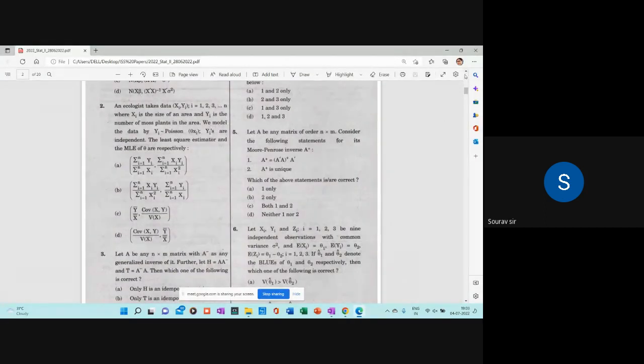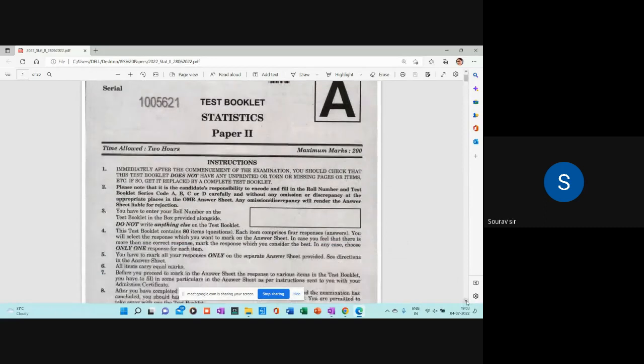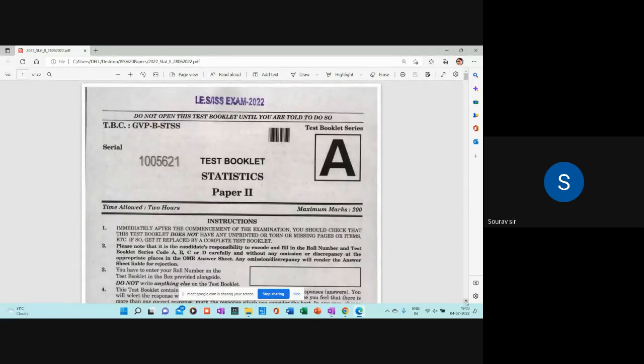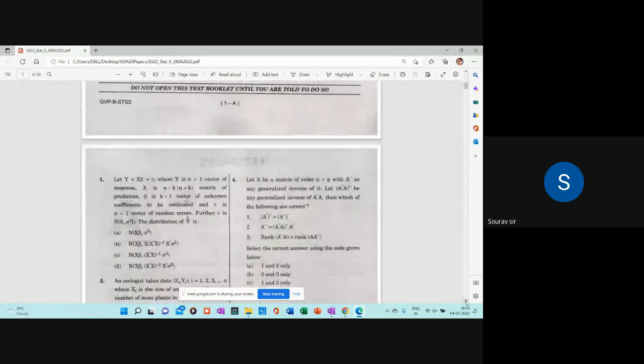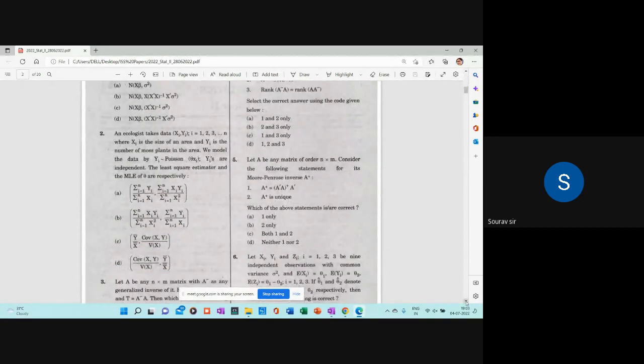Okay, so today we are going to start the ISS paper 2. This is paper 2 of the latest year, that is 2022, which is in front of you. I am sharing the screen with you right now. I have arbitrarily chosen some questions and I am going to discuss those questions particularly today.